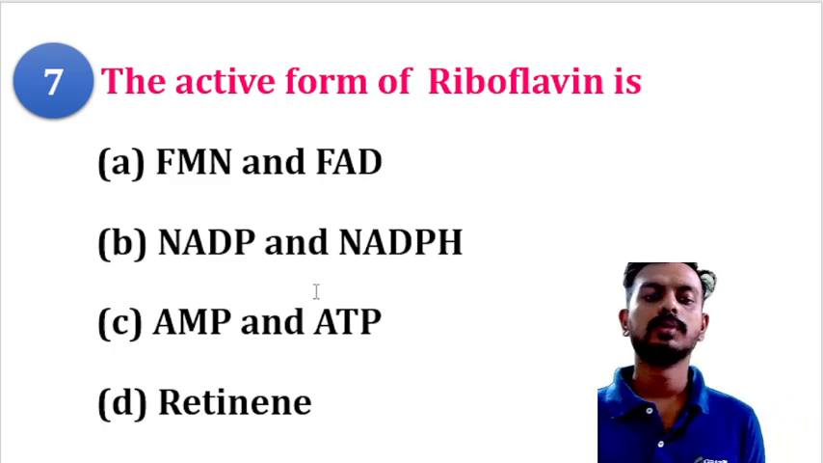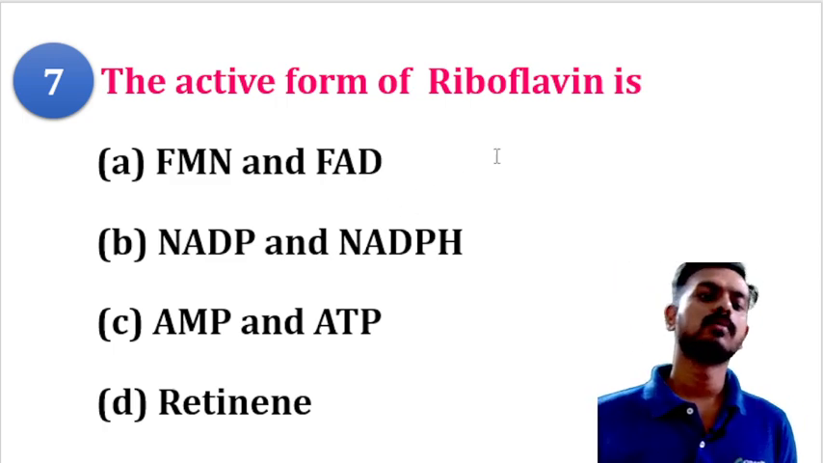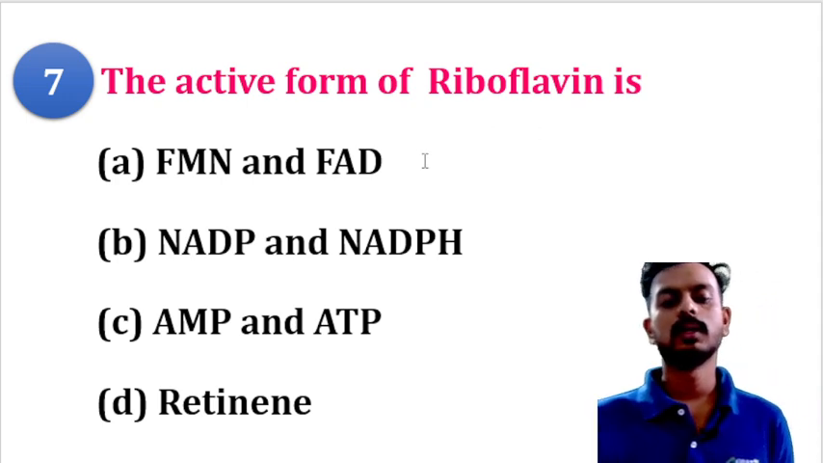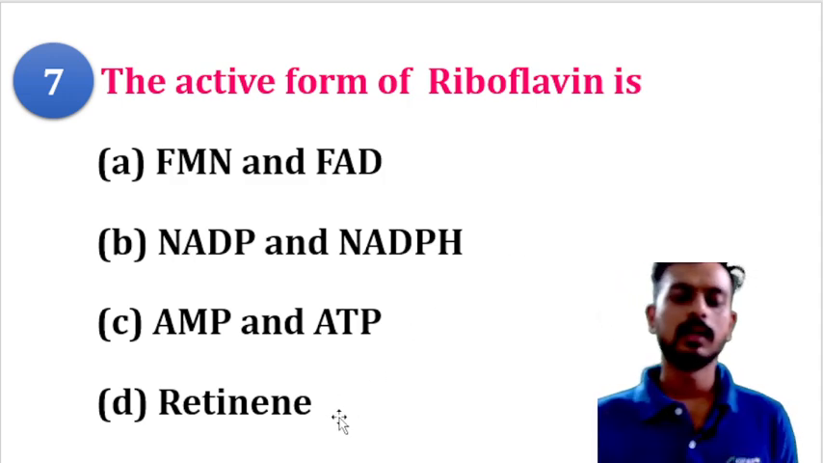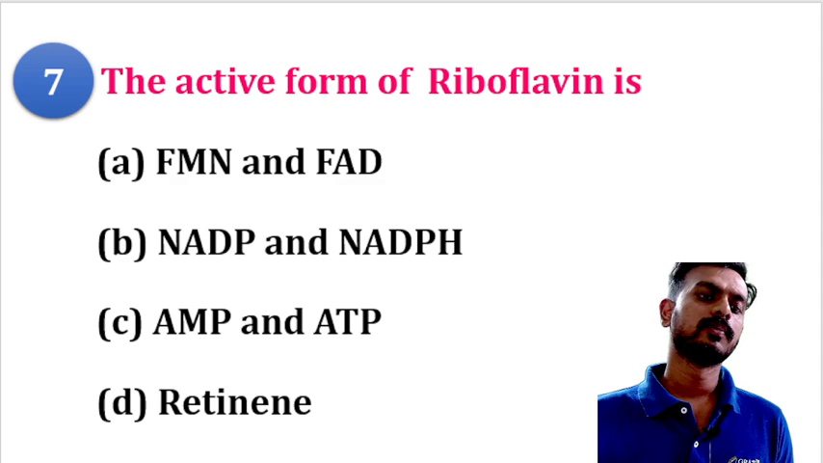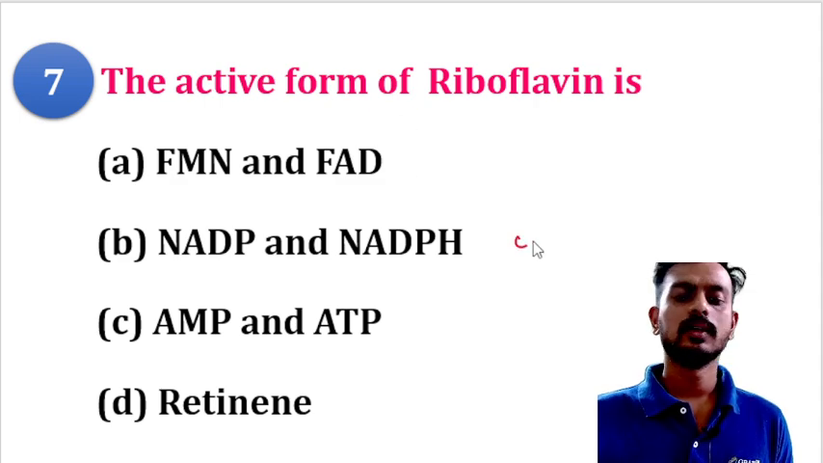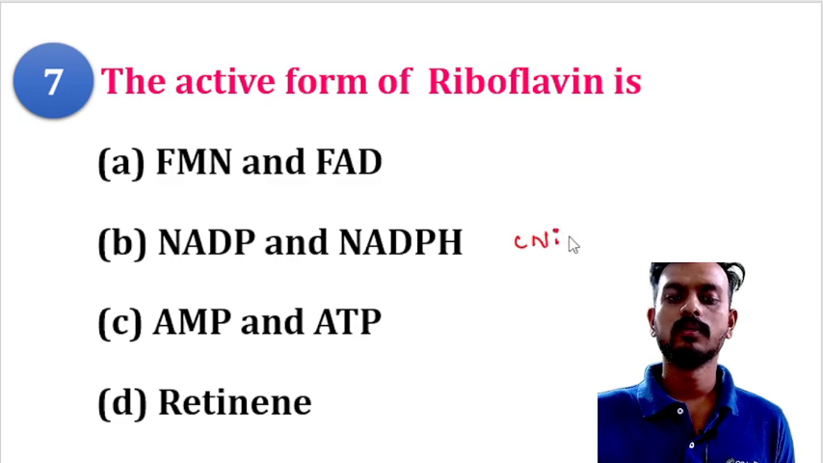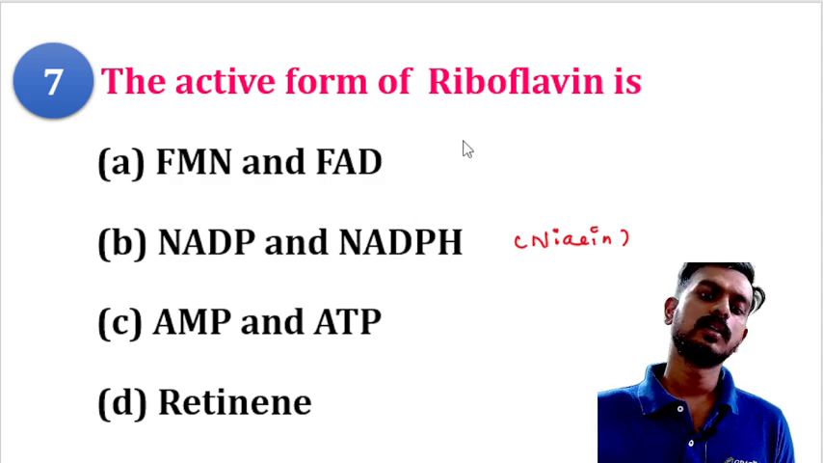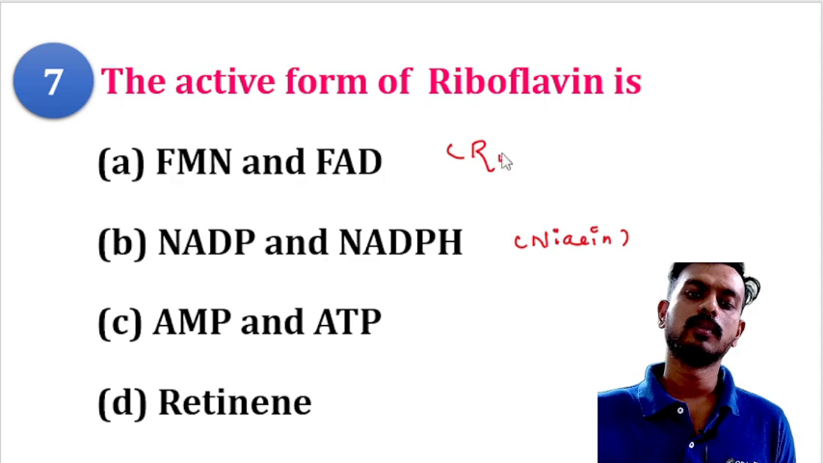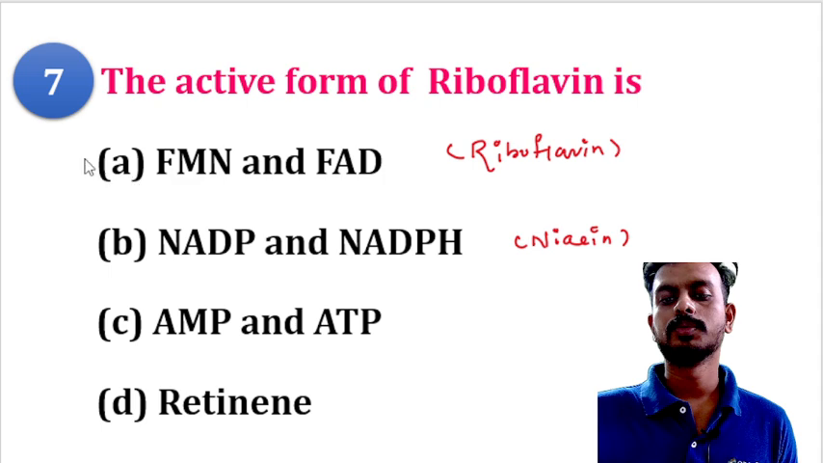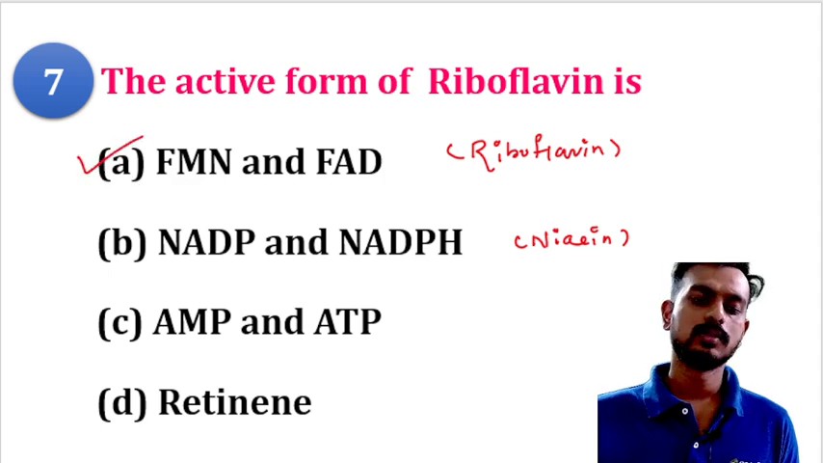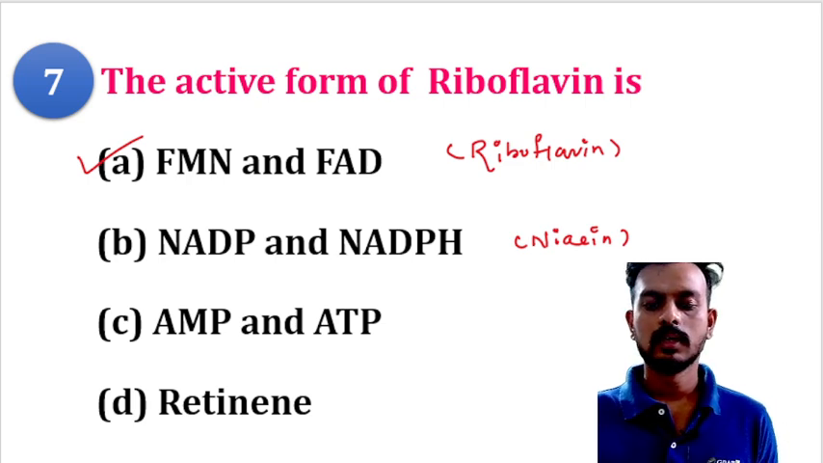Okay, so moving to question number 7, the active form of riboflavin. Is it FMN or FAD, NADP or NADPH, AMP or ATP, or retinene? Remember, NAD or NADP is the active form of niacin. ATP is the energy currency. FMN and FAD are the active forms of riboflavin. So option A is the correct answer.